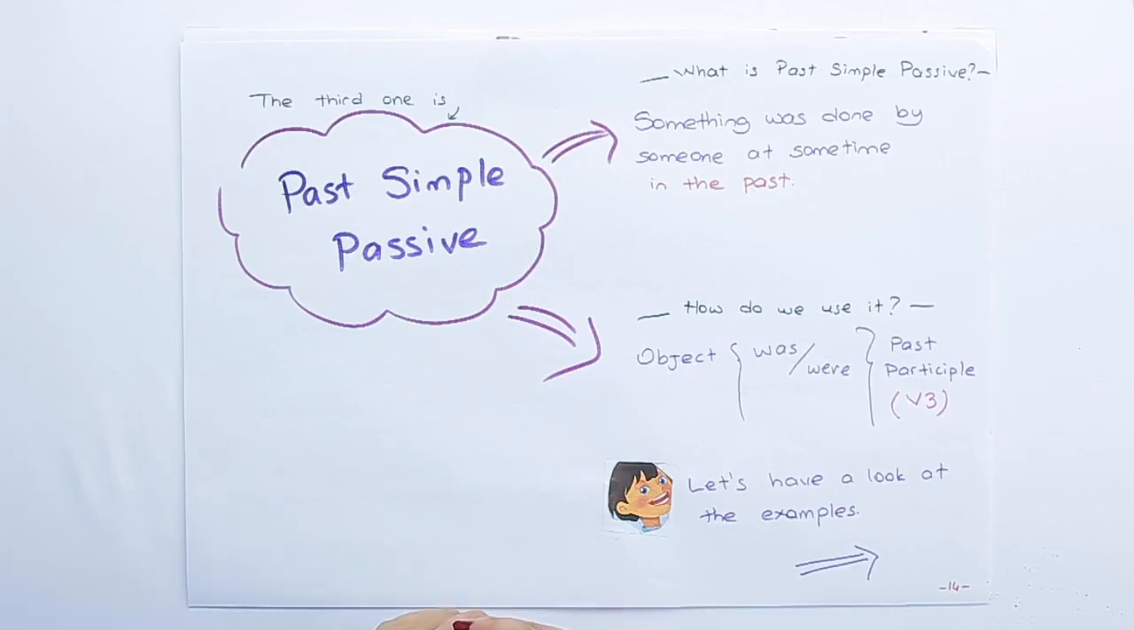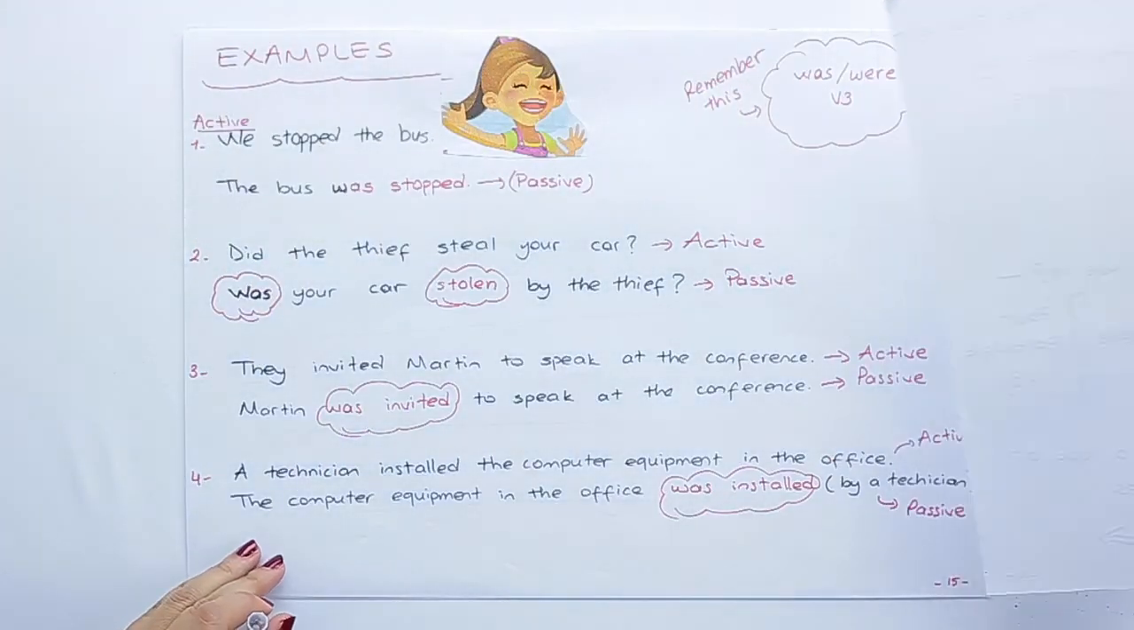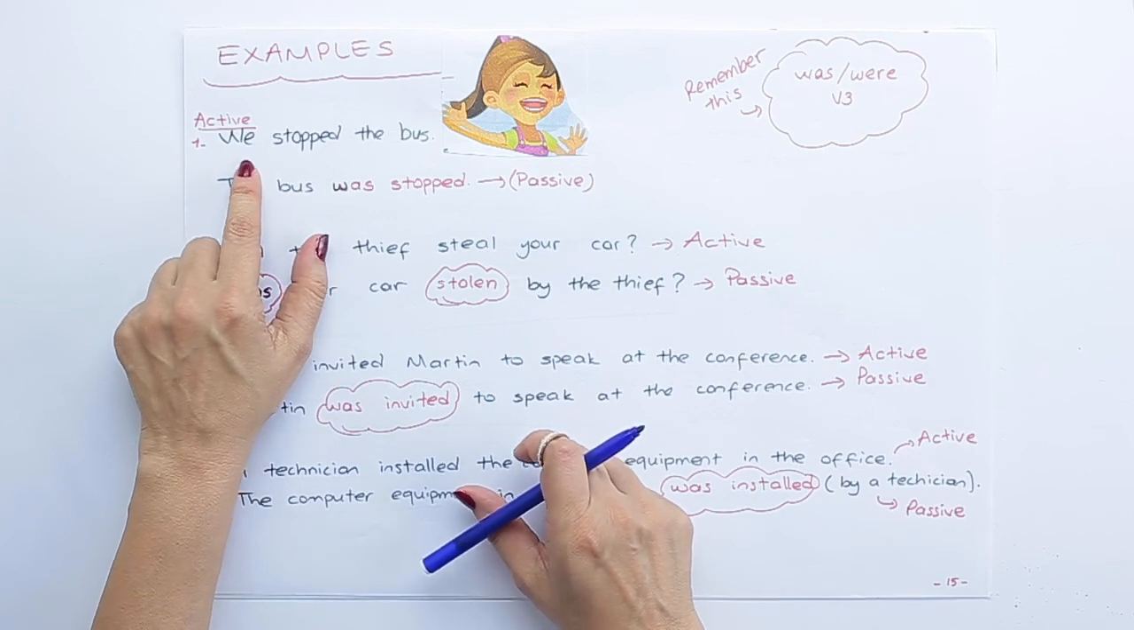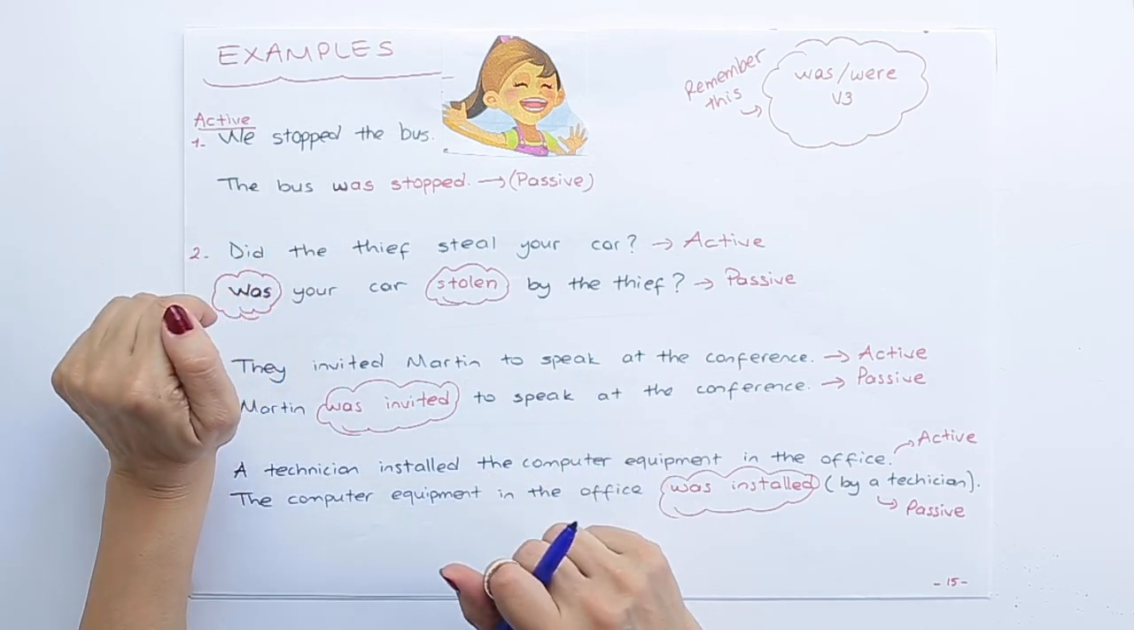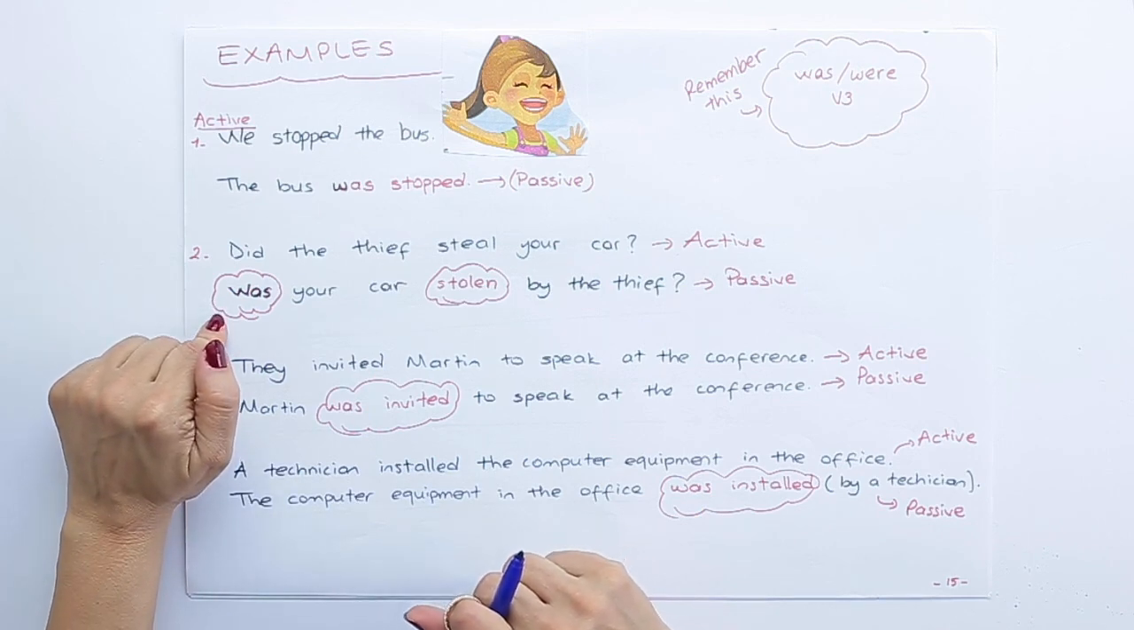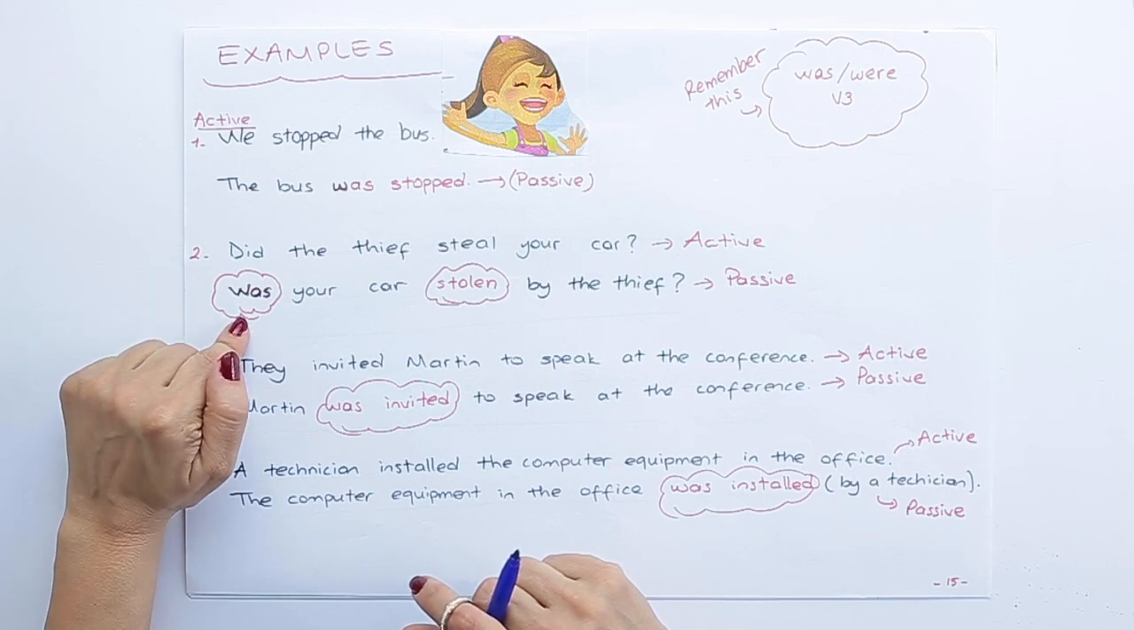The third one is past simple passive. What is past simple passive? Something was done by someone at some time in the past. How do we use it? Object, was, were, and past participle. Let's have a look at the examples. We stopped the bus. The bus was stopped. Passive. Did the thief steal your car? It's an active sentence. Was your car stolen by the thief? Is a passive sentence.